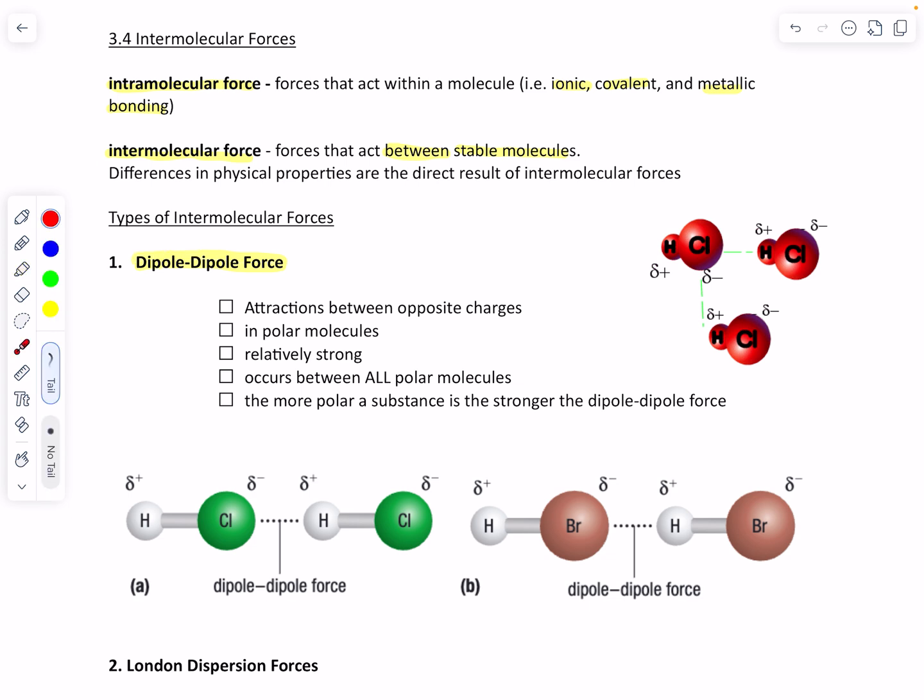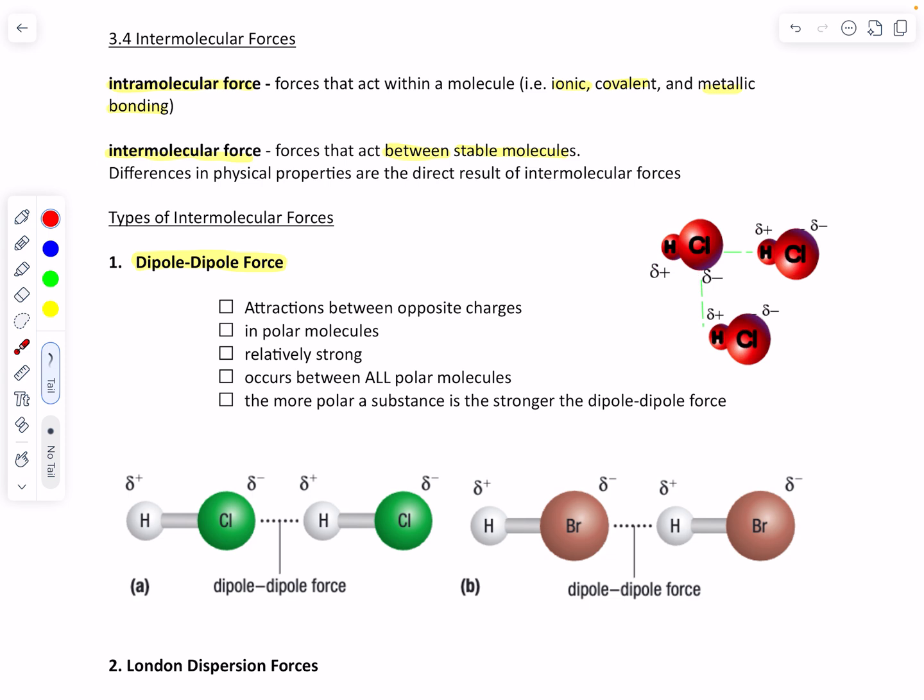Dipole-dipole forces are attractions between opposite charges. They exist in polar molecules, they're relatively strong, and they occur between all polar molecules. The more polar a substance is, the stronger the dipole-dipole forces. Here we have a polar molecule, HCl, and there are dipole-dipole forces between the slightly positive charge of one end of the molecule and the slightly negative charge.